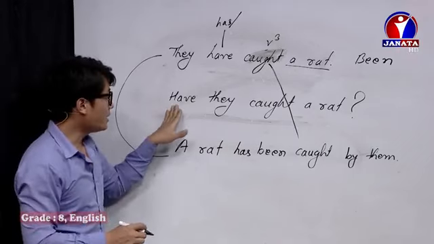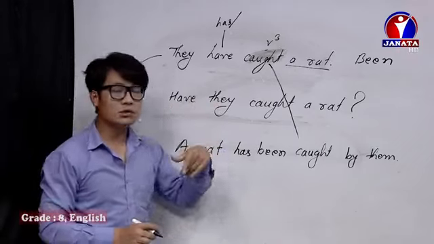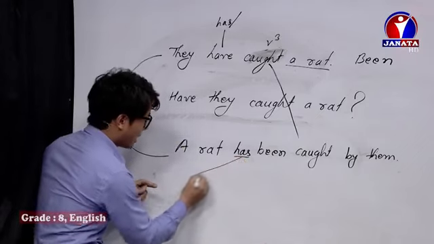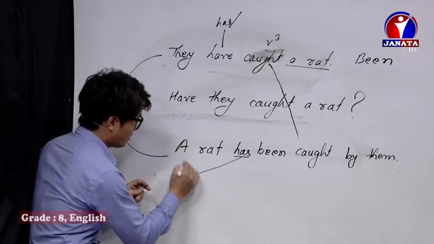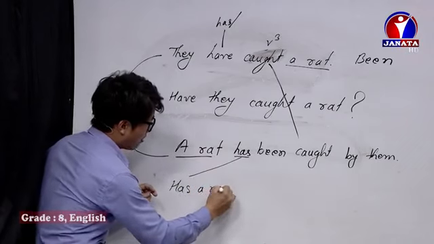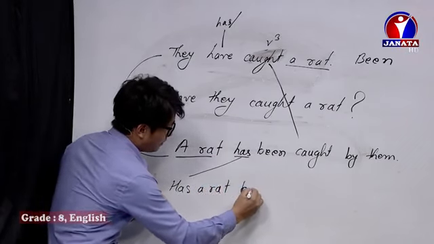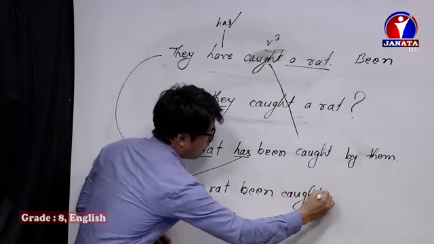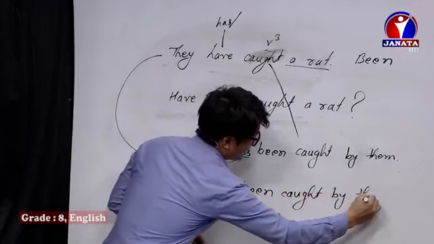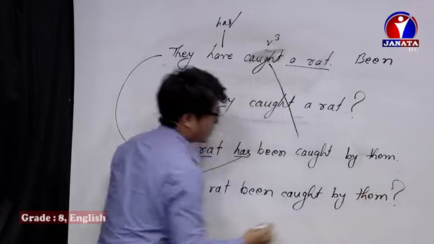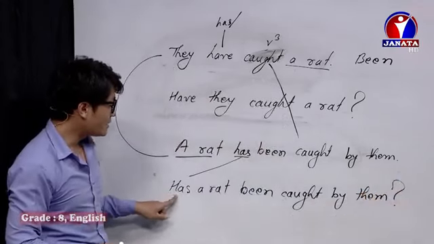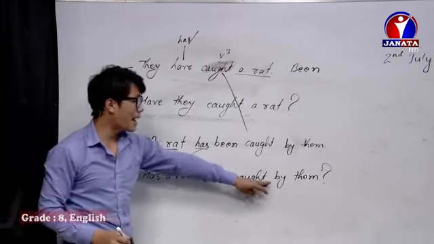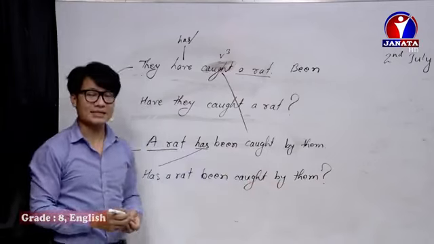Now how to change this sentence into passive voice? Let's take the example here. Write down here has. Has a rat been caught by them? Question mark. Has a rat been caught by them? This is called a passive interrogative sentence.